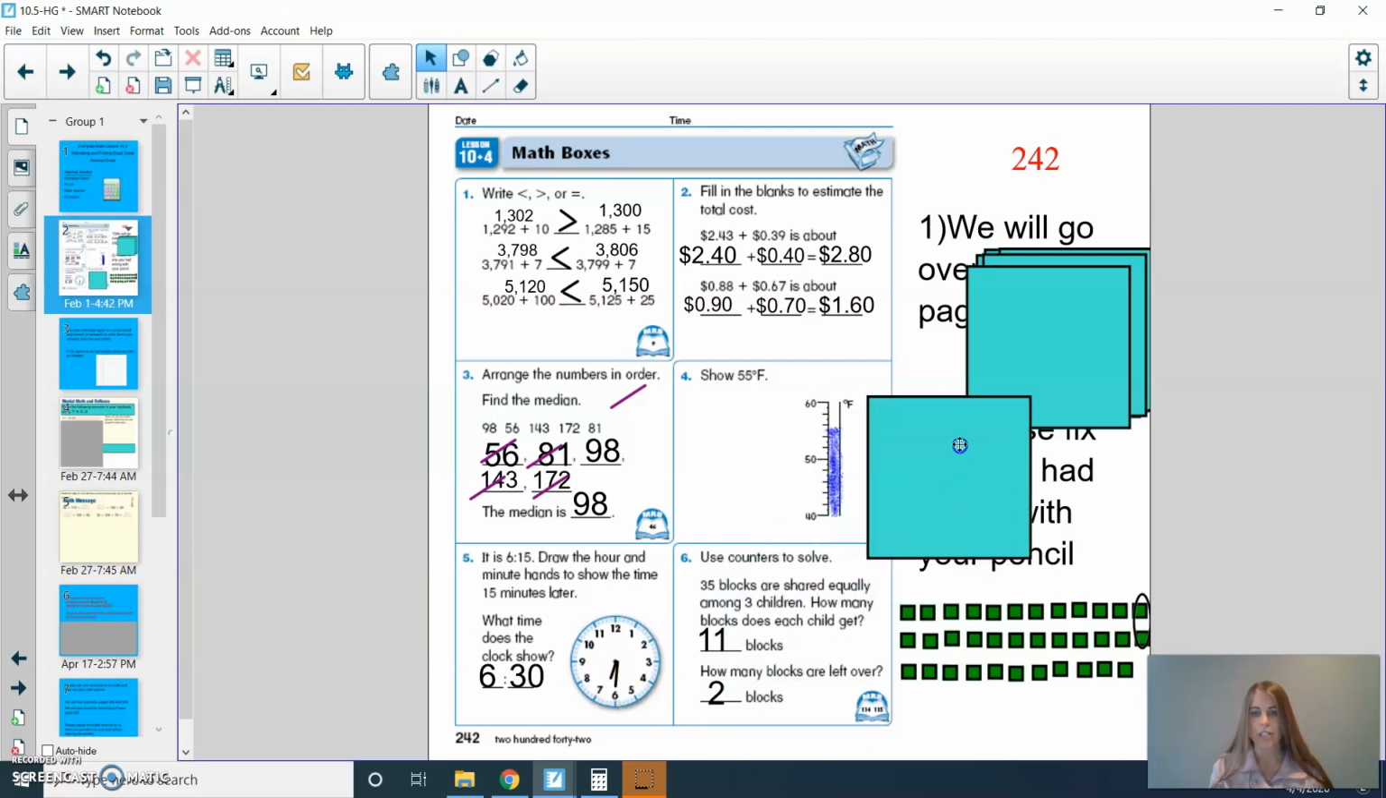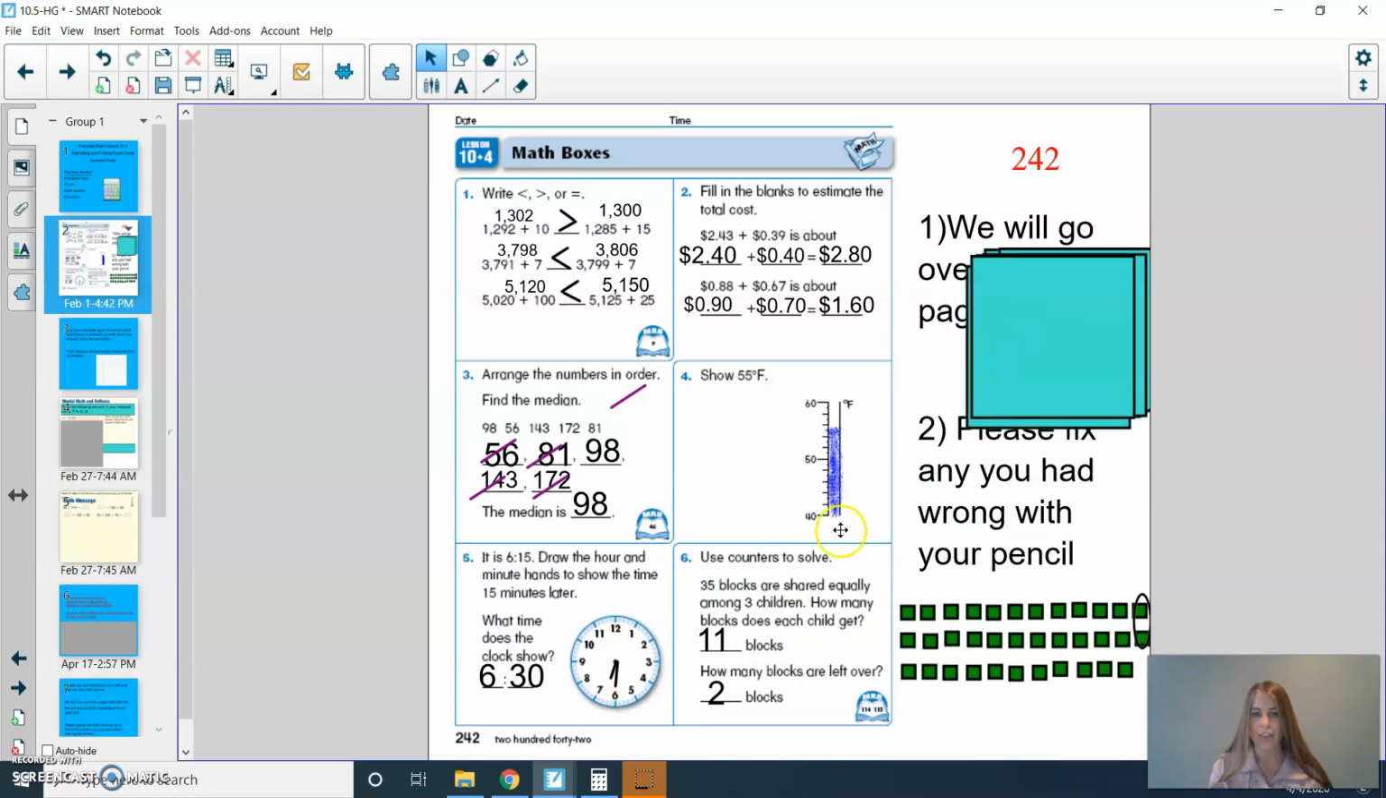For question number 6, use counters to solve. If I have 35 blocks and they're shared equally among 3 children, how many blocks does each child get? Notice how I created an array on the side, dividing the 35 blocks equally among 3 children. I know that 3 times 11 is equal to 33, and then I would have 2 blocks left over, getting my answer up to 35. So each child gets a total of 11 blocks, and there are 2 blocks left over. So again, boys and girls, if you had any mistakes, please fix your mistakes with your pencil and eraser so that your page is correct.